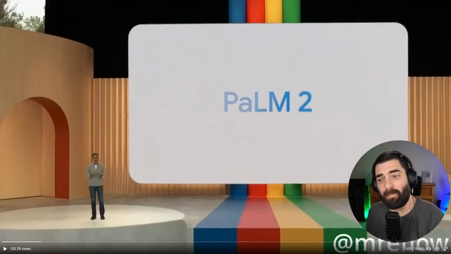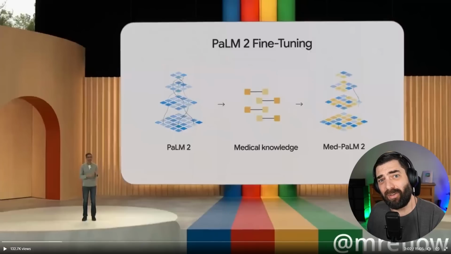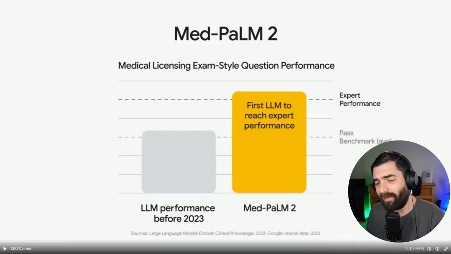Now, they also announced PaLM 2, which is their sort of next generation large language model that tools like Bard are being built on top of. It's much better at coding and can even do things like add comments in Korean. They also talked about fine-tuning PaLM 2 on medical knowledge in their Med-PaLM 2, which was quite impressive in the fact that it was the first large language model to reach expert performance when it comes to clinical knowledge. I think it's operating behind the scenes on Bard, so if you have access to Bard, you're kind of seeing PaLM 2's capability.